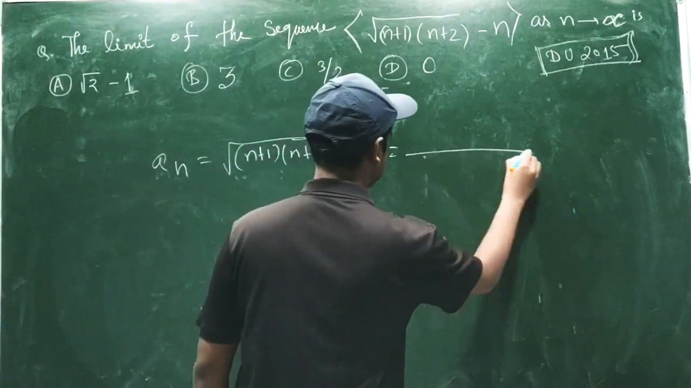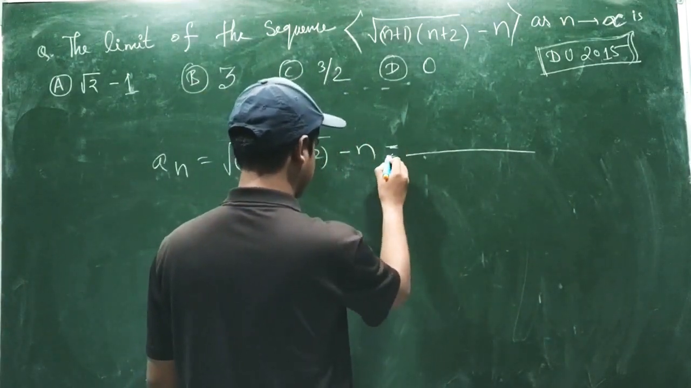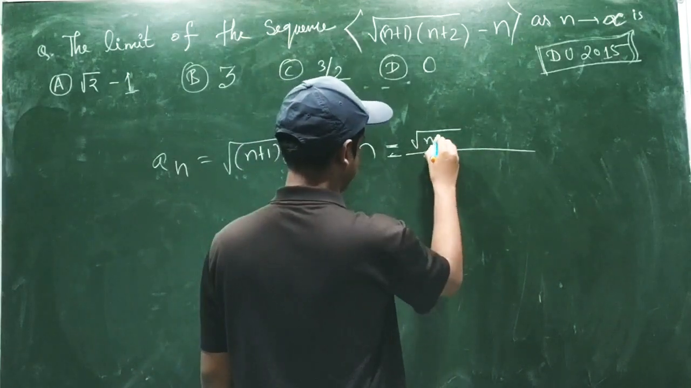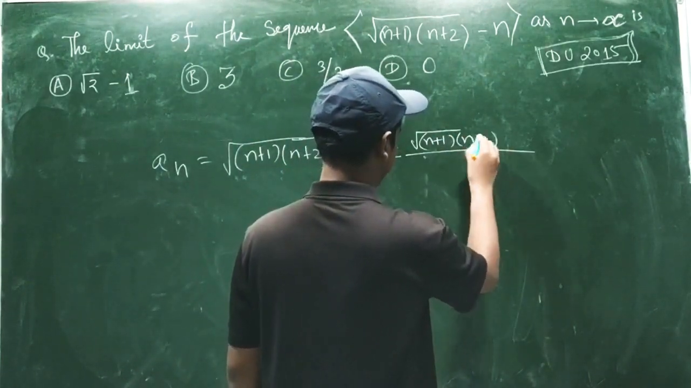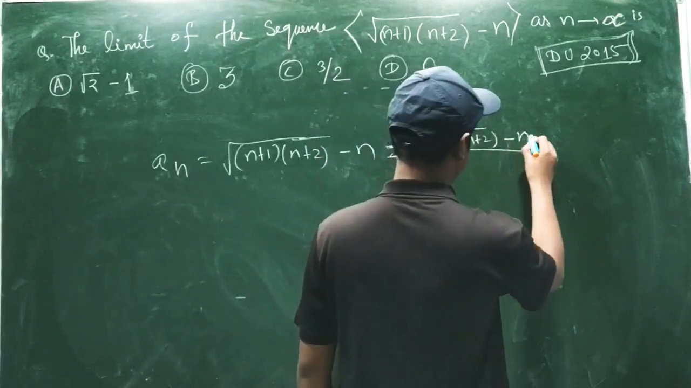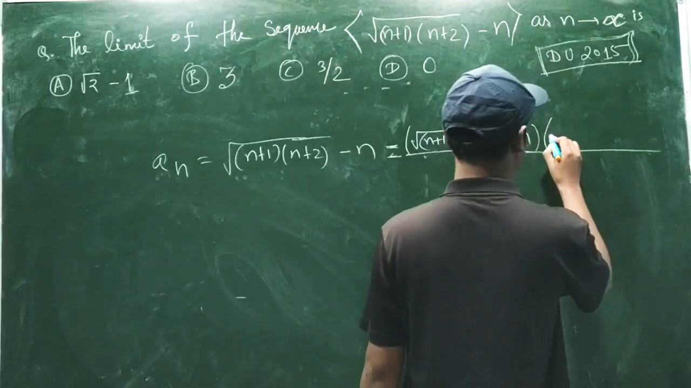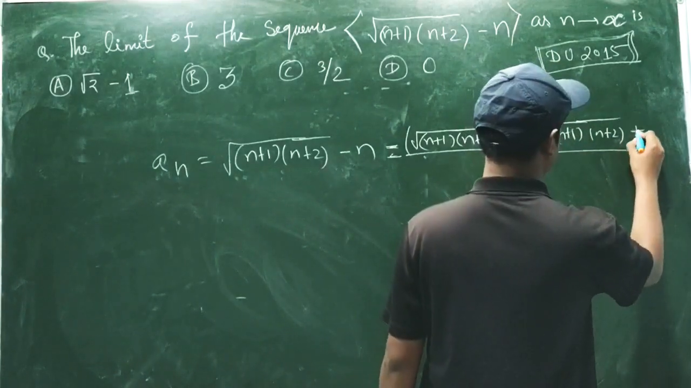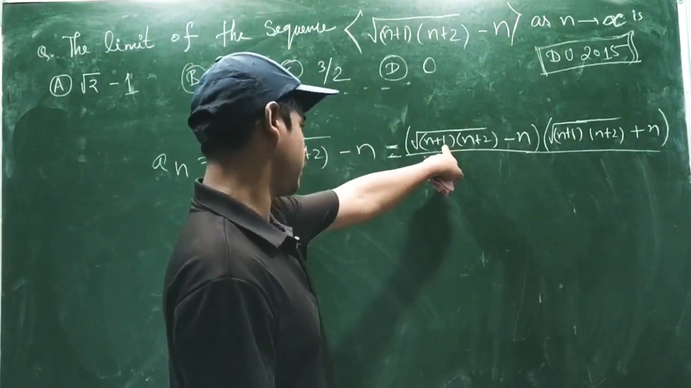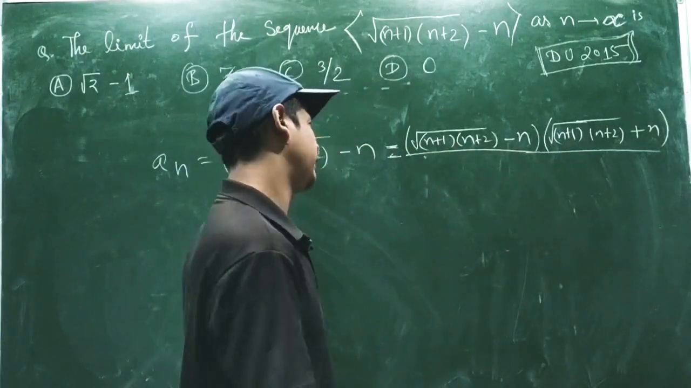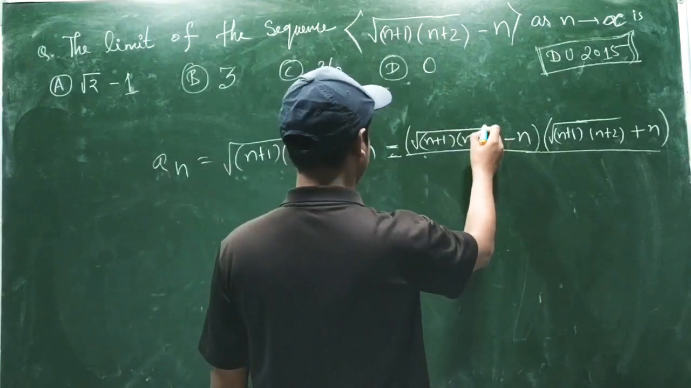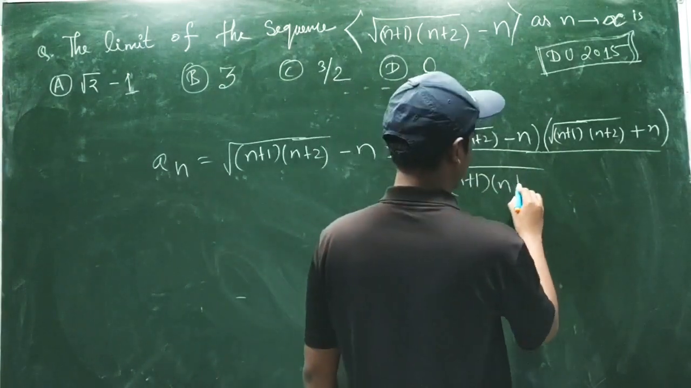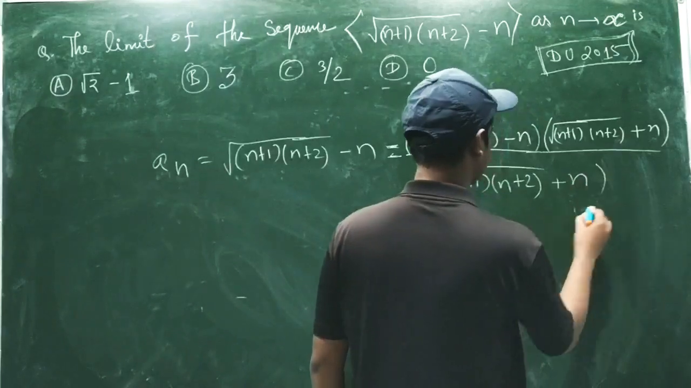So first we rationalize this term. So what we will do here, take root over (n plus 1)(n plus 2) minus n and multiply root over (n plus 1)(n plus 2) plus n. So here it will be a minus b, a plus b, then it will be a square minus b square, then the root will be cancelled out. So it will be divided by root over (n plus 1)(n plus 2) plus n.